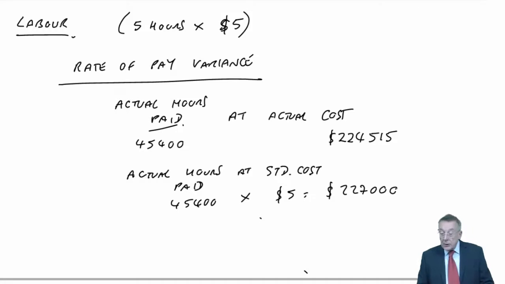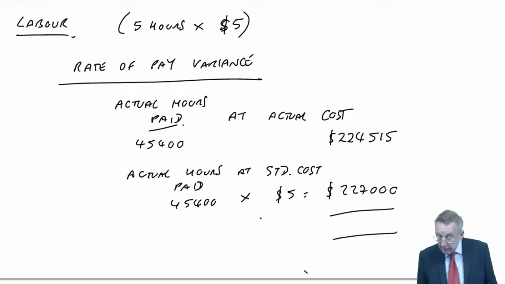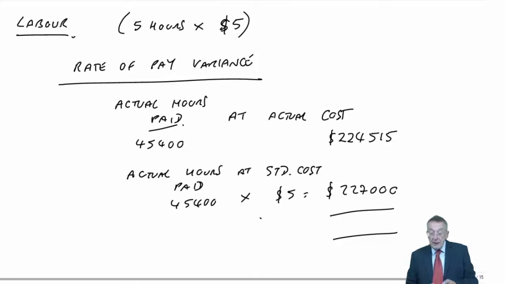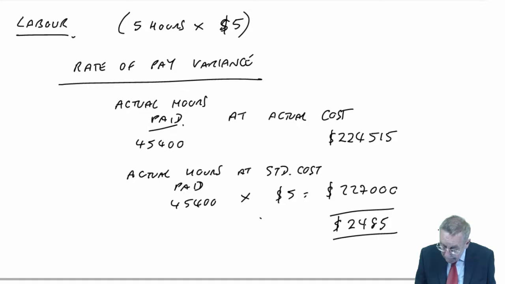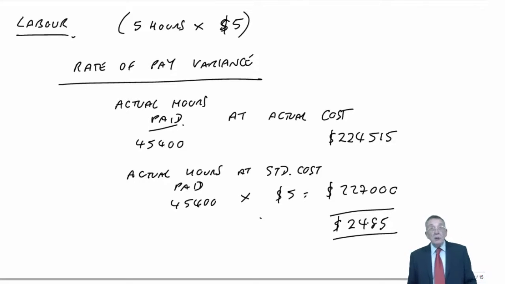And so compare the two here. We spent less than we would have expected for those hours. We've saved $2,485. And on that alone, we are saving money. If we're saving money on that alone, it would have increased the profit. So that's a favourable variance.